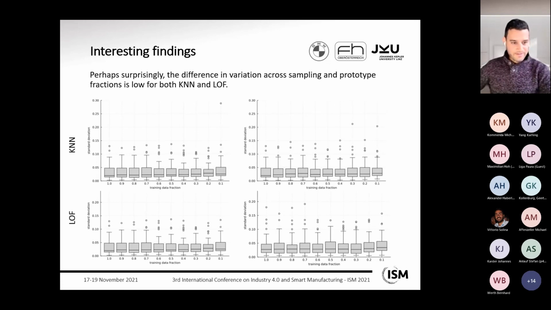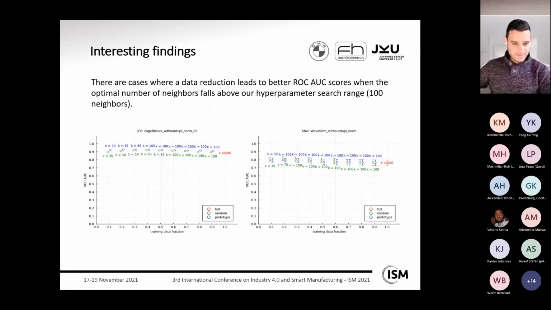As I already said, perhaps surprisingly, the variation is pretty similar between using the full dataset and a subsampled version of the dataset, which again shows that the methods are pretty robust against subsampling. Also interesting, if the full dataset is not perfectly described by the maximum of our hyperparameter k, so in this case, k would probably lie above 100, then you would actually get a better result by subsampling, as then the neighbors better describe the dataset.